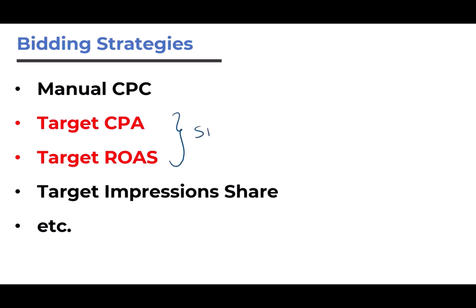Target CPA and Target ROAS are two automated biddings that we are discussing in this video. Automated biddings are also called smart bidding. You give targets to Google's algorithms, so it determines how much to bid for your keywords.